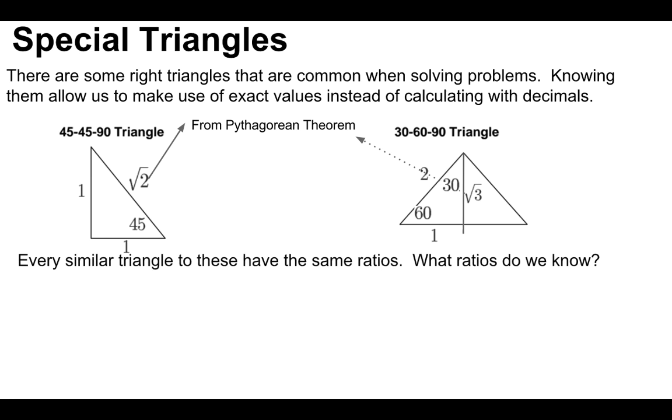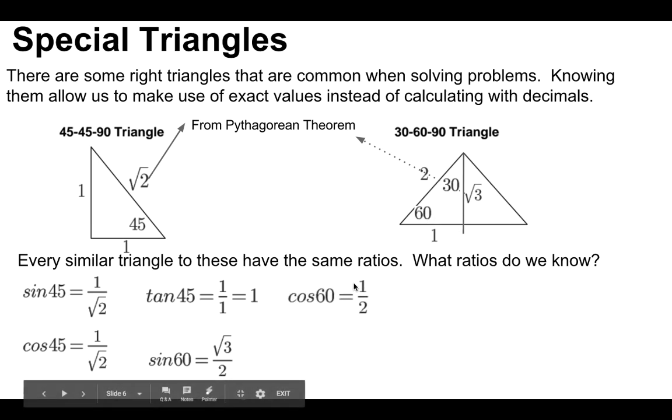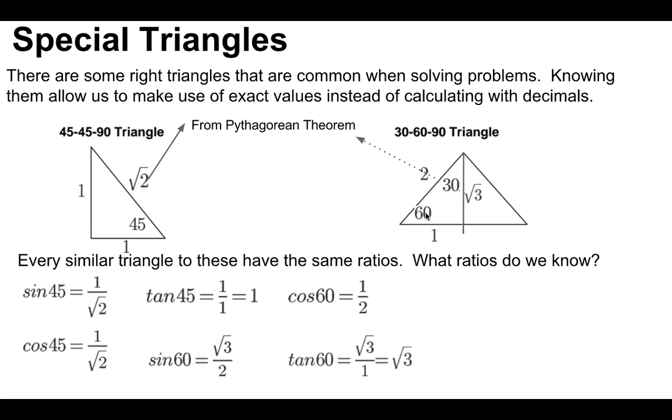So we actually know a whole bunch of ratios. We know sine 45 is 1 over root 2 from opposite over hypotenuse. We know cos 45 is 1 over root 2. Tan 45 is 1 over 1. Sine 60 is root 3 over 2 because opposite over hypotenuse. Cos 60 is 1 over 2 because adjacent over hypotenuse. Tan 60 is root 3 over 1, opposite over adjacent.